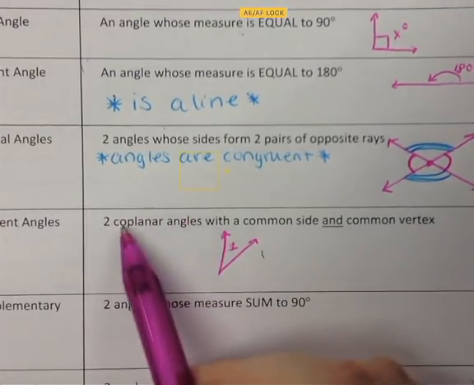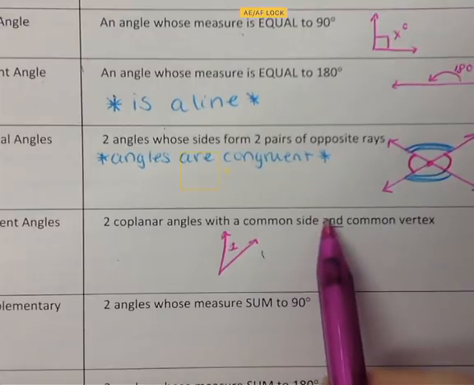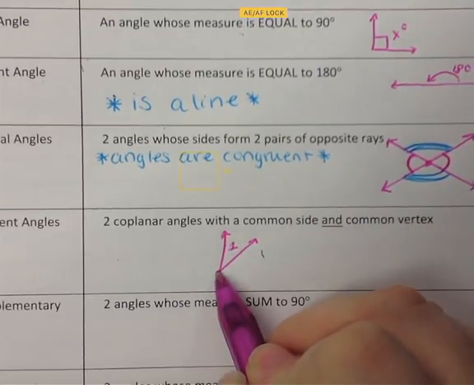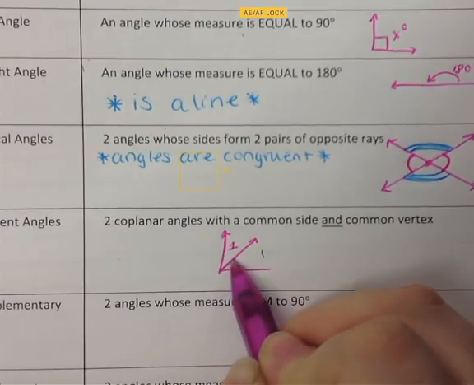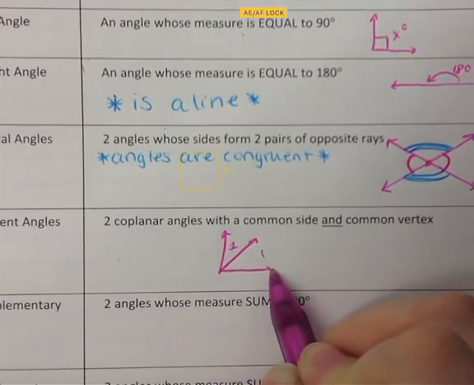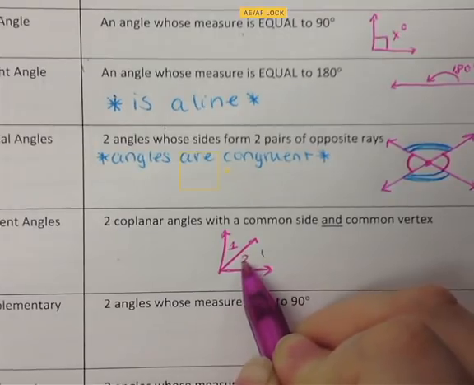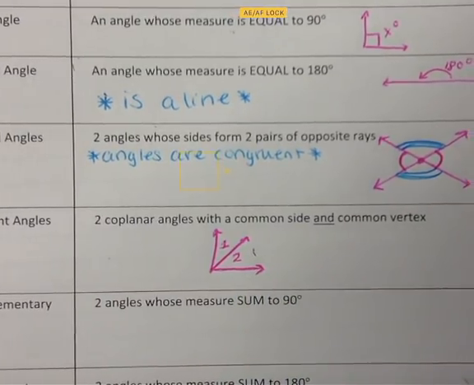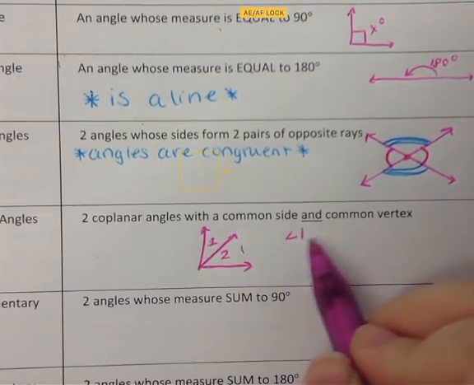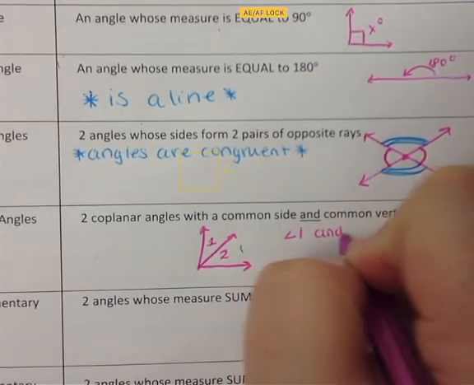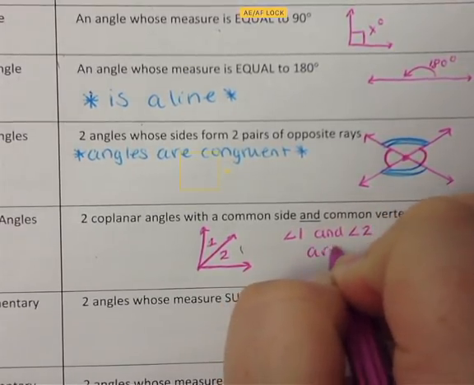It's 2 coplanar angles with a common side and a common vertex. Well, this is the vertex, so I have to have an angle that has that vertex, but it also has to share a side as well. So I can say that this side is where I want them to share. So I can just create another angle using this side as one of my rays, and then create another ray. And I can say this is angle 2. Now we can say that angle 1, notice I did not say measure because I'm not talking about the degree, but angle 1 and angle 2 are adjacent.